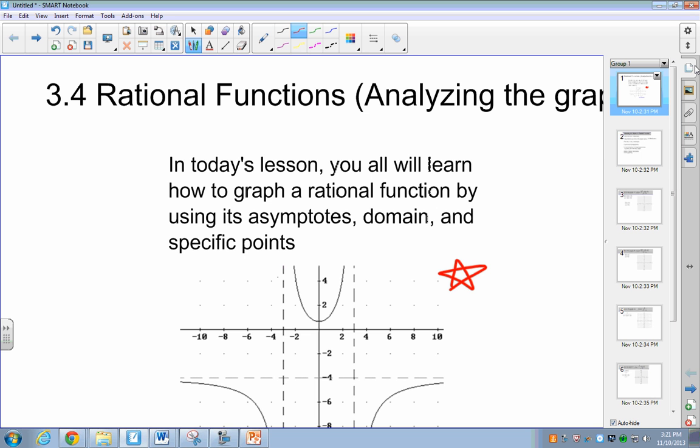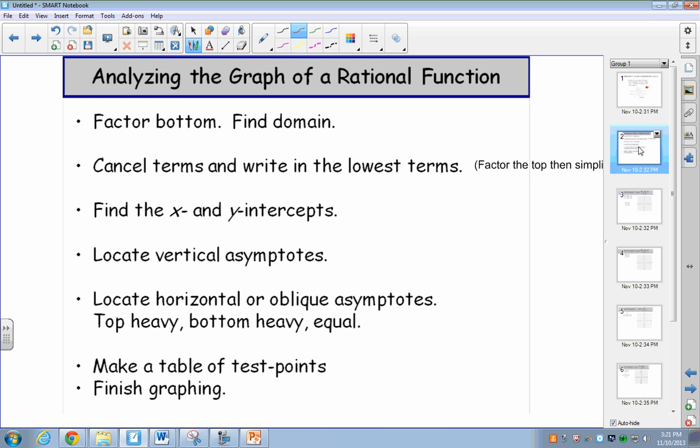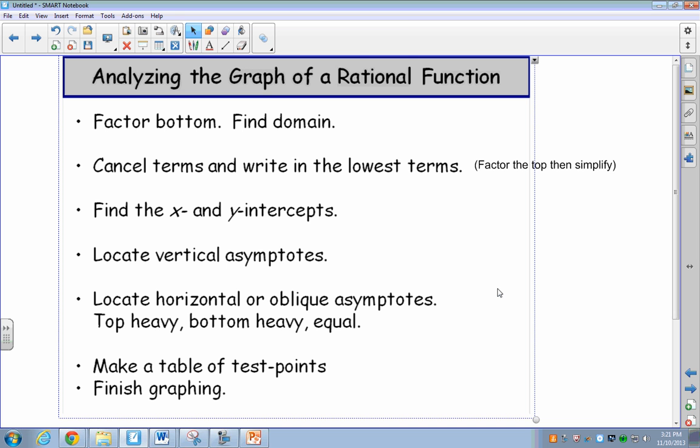Okay, so what are our steps to finding the graph of a rational function? So, first thing we do is take notes of this page. Take notes of this so that way when we're doing problems where we have to analyze a rational function, you guys will have this copied down.